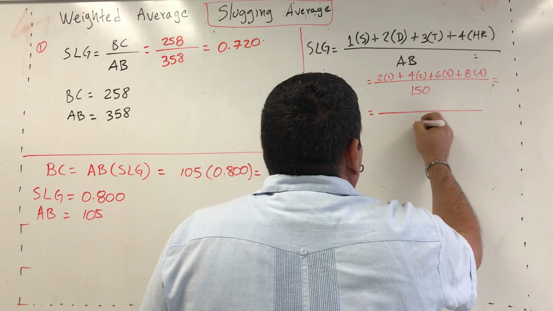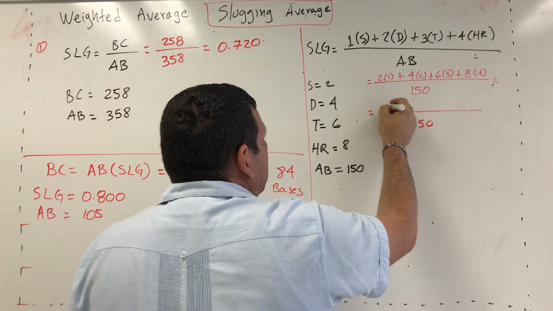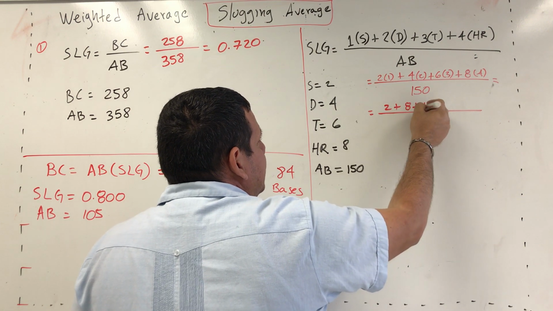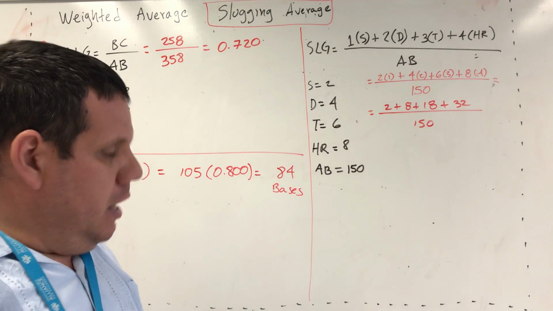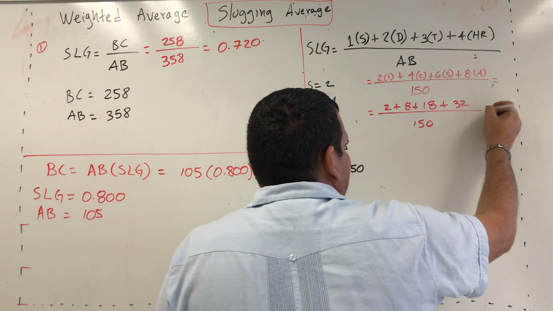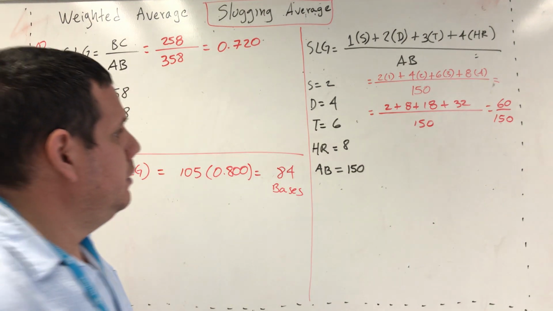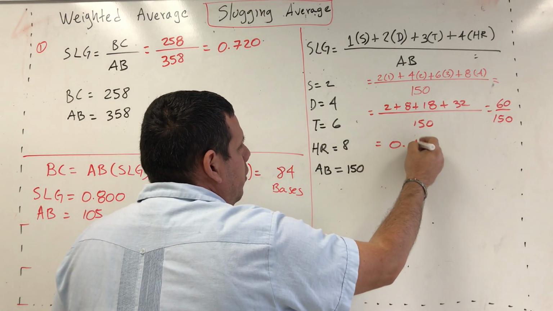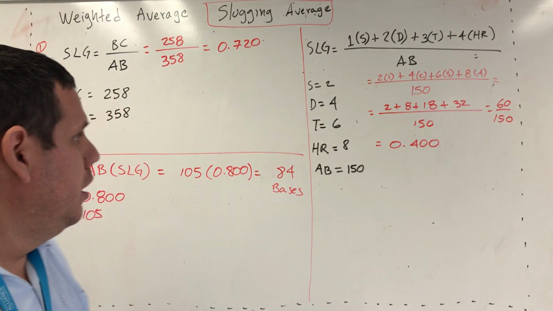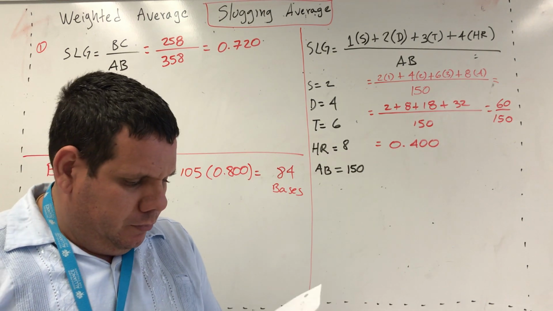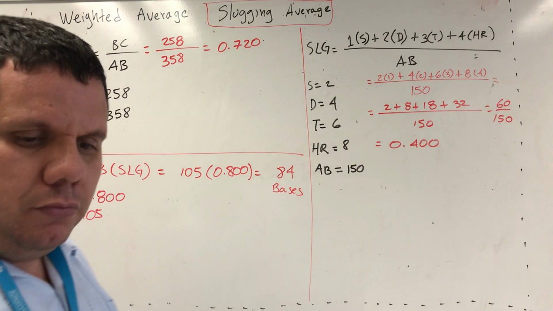If we continue with this, everything is divided by 150. So we have 2 plus 8 plus 18 plus 32. If you add everything, you get 60 divided by 150, and when you get that, it is 0.400. So this is the slugging average for this player. Please take notes of this example. We have 3 examples, and we will continue with 2 more.